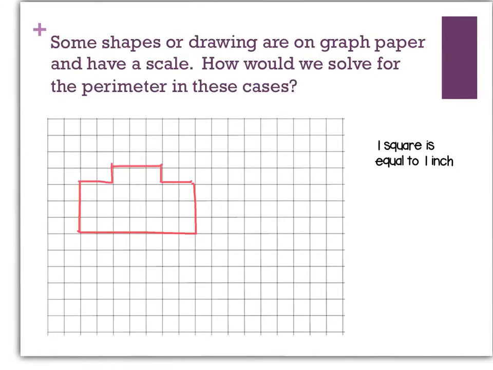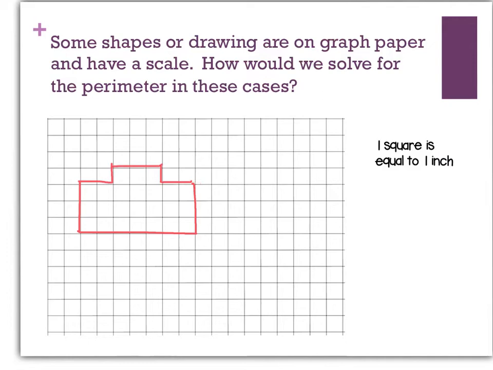Sometimes you'll be given a shape or a drawing on graph paper, and you will have a scale. How would we solve for the perimeter in these cases? Well, here is my scale. 1 square of my graph paper is equal to 1 inch. So every time I have a square, it's equal to 1 inch.